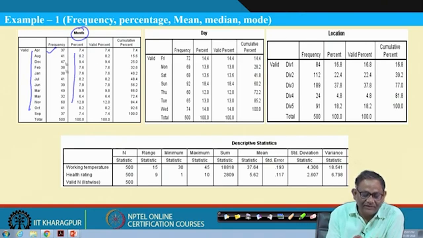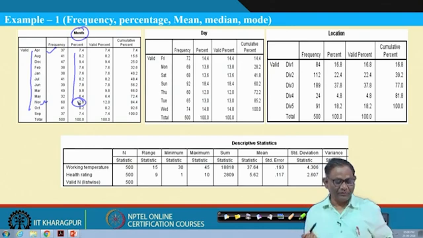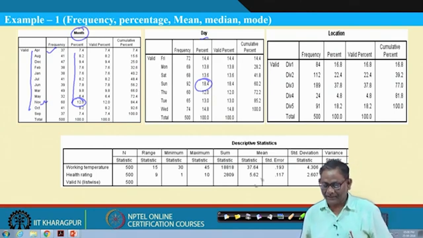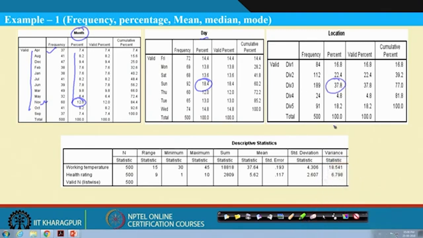Now if you see the frequency and percentage, you find out that percentage wise, 12% is in November, otherwise more or less they are similar. Okay. Now, if you go by day, from this data 18.4 is a little more, otherwise others are almost equal. Similarly, when you go by division wise, you see that division 3 has 37.8%, but otherwise others are almost similar.